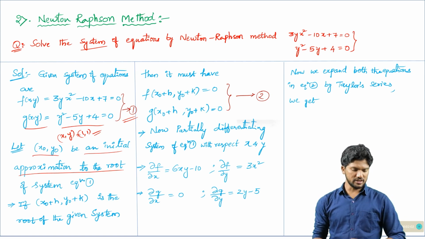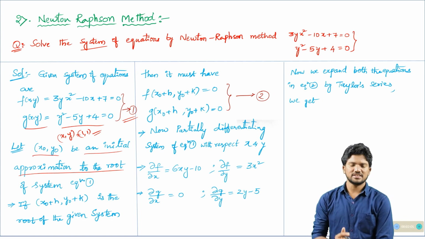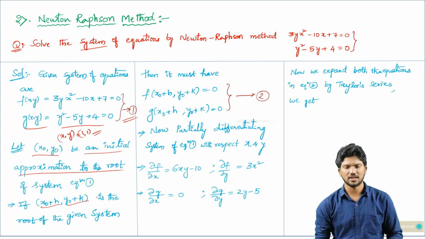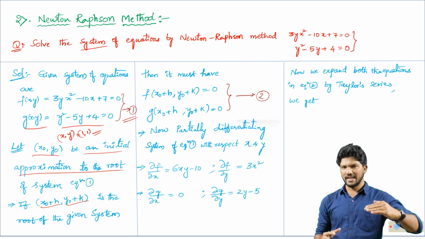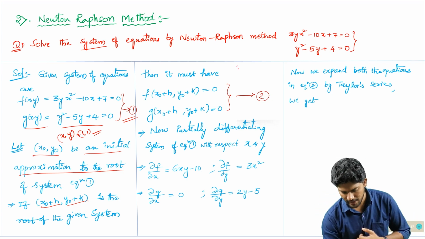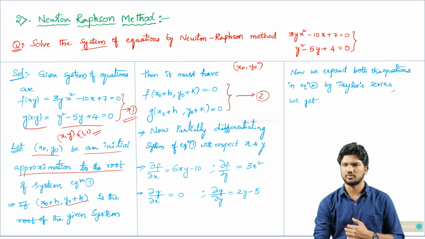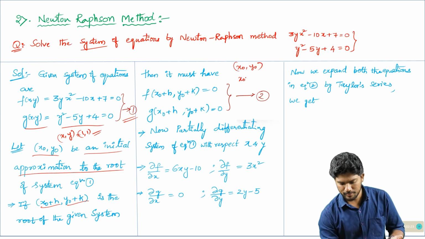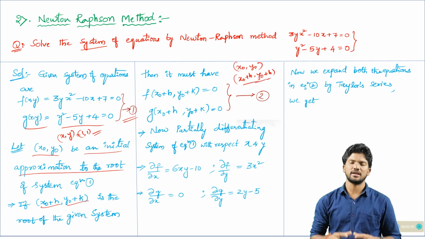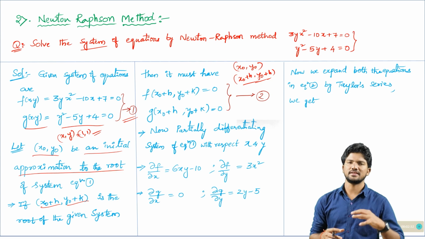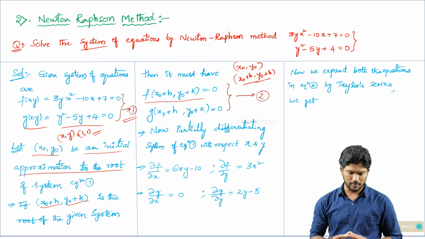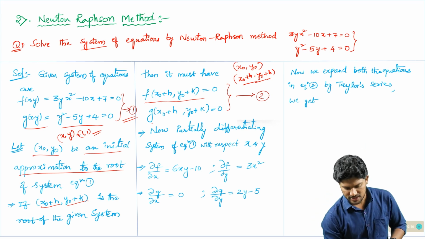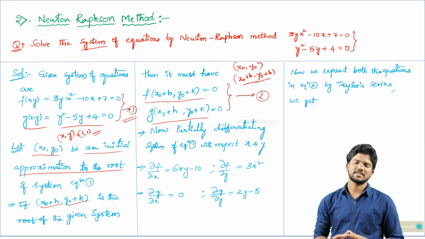Now in this Newton Raphson method, if x naught plus h comma y naught plus k is the root of the given system, we are taking x naught comma y naught as the initial root, and x naught plus h comma y naught plus k as the original root of the given equations. Then it must have f of x naught plus h comma y naught plus k is equal to 0. Similarly, g of x naught plus h comma y naught plus k is equal to 0.